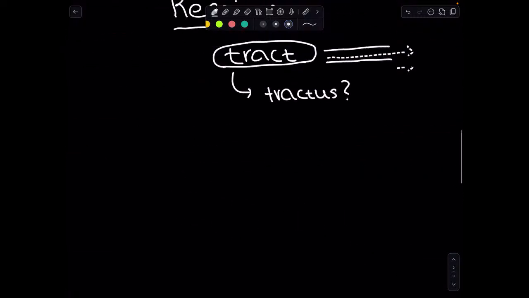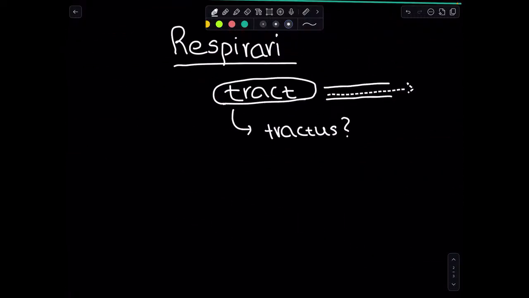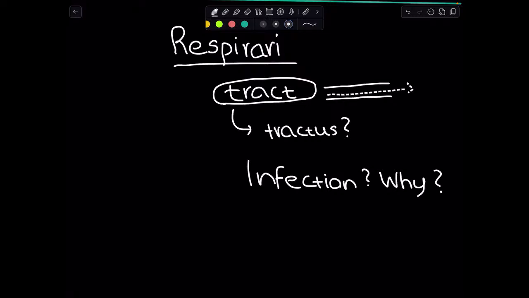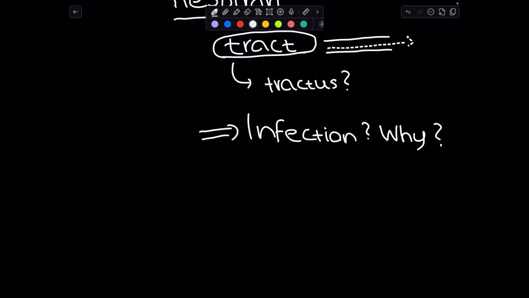And what allows our respiratory tract to get infected in the first place? Good question. The respiratory tract is exposed to the outside environment. So pathogens like viruses and bacteria can easily enter when we breathe. Plus, the warm, moist environment inside is ideal for these microorganisms to thrive.